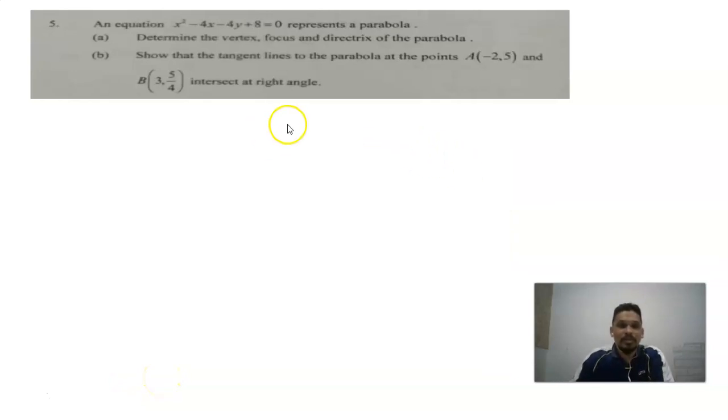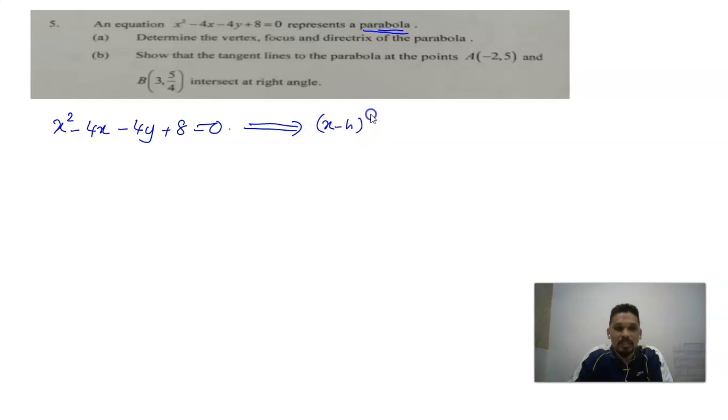So the first question I chose here: an equation of x squared minus 4x minus 4y plus 8 equal to 0 represents a parabola. It asks you to determine the vertex, focus, and directrix of the parabola, meaning here we need to form this in the standard equation of (x minus h) squared equal to 4p(y minus k). How should I guess that it is an equation of (x minus h) squared? Because there is only one variable, x, with a degree of 2. For y, the highest is 1 here.